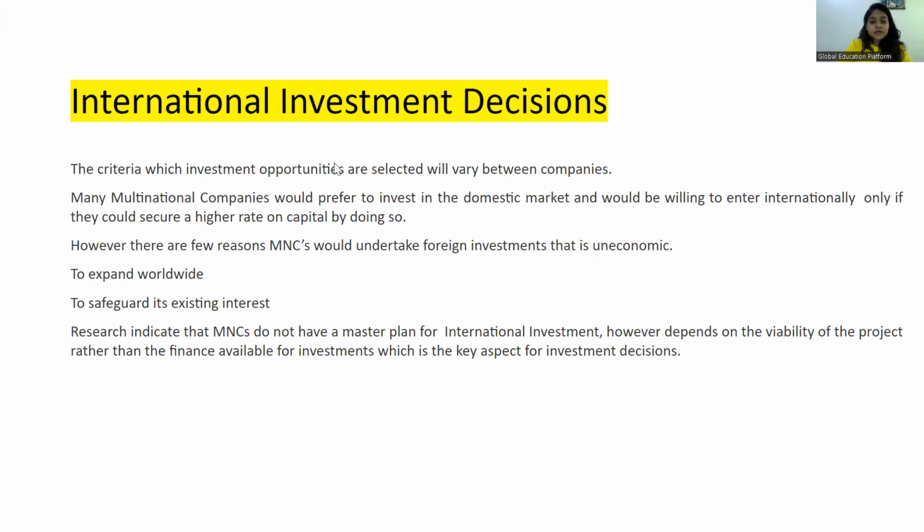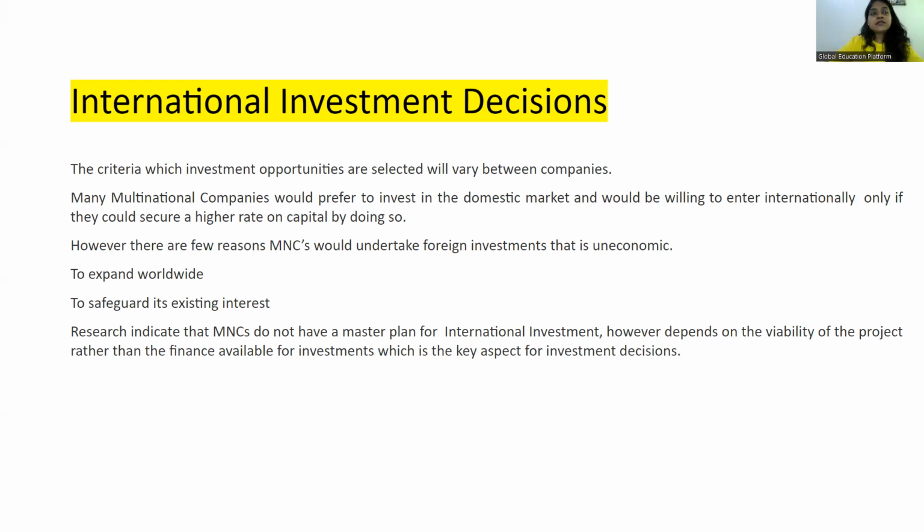The criteria by which investment opportunities are selected will vary between companies. There will be different criteria because every business is different, so there cannot be one element that we could focus upon. It differs from one to another. If we know the differences, we'll be able to decide what suitable method could be applied for the organization, and how the investment decisions could be decided upon.